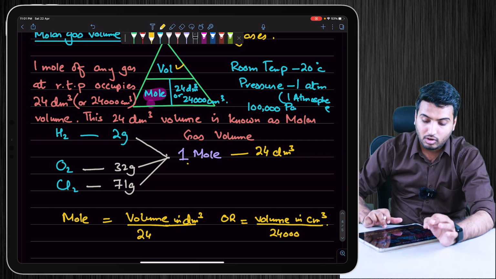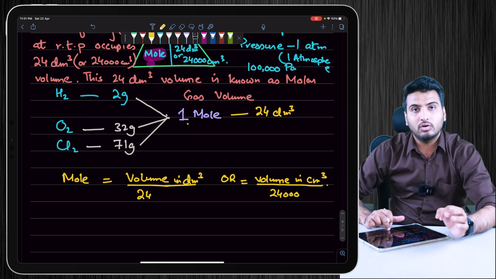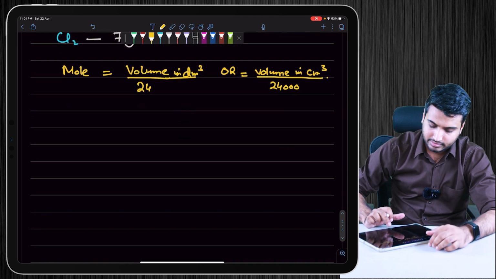Okay, so this is the formula of finding moles. All right, now let us do worked examples of it.